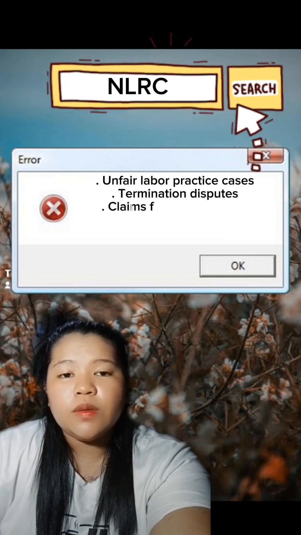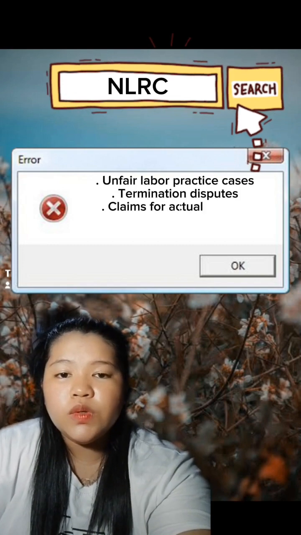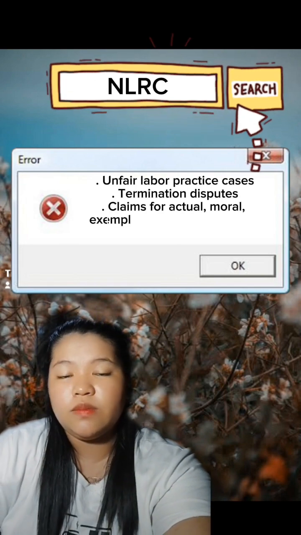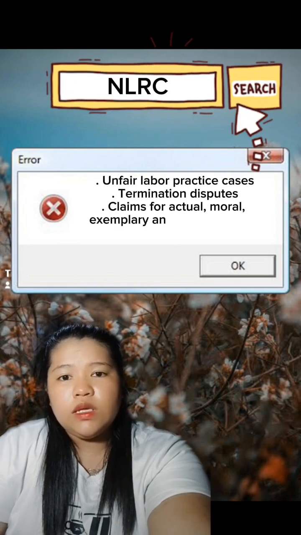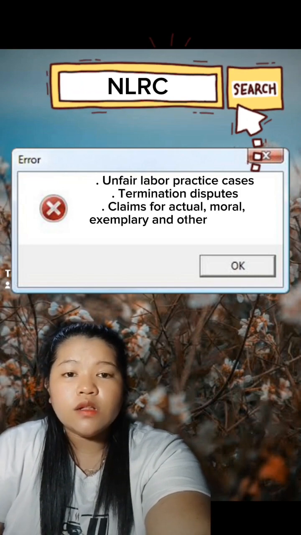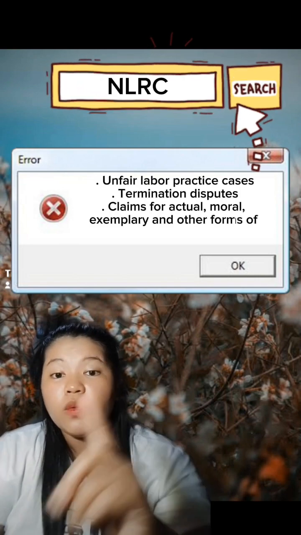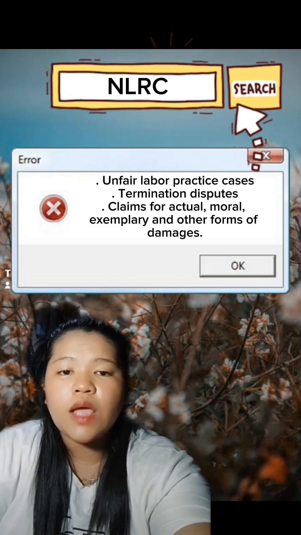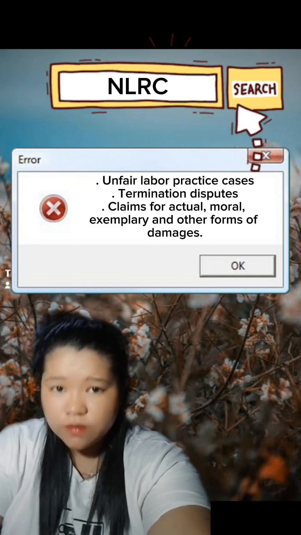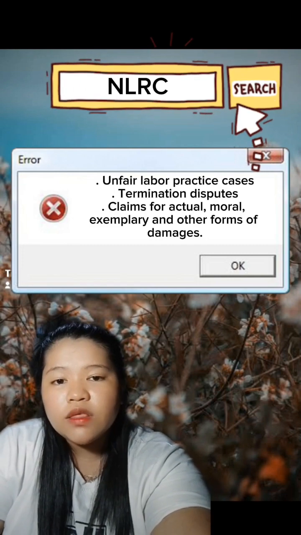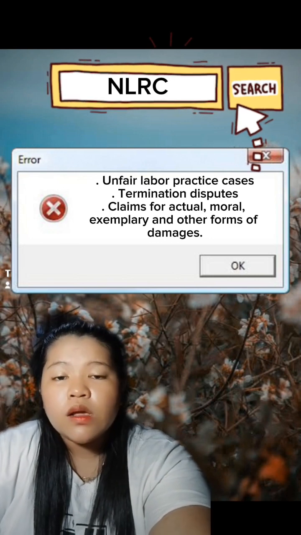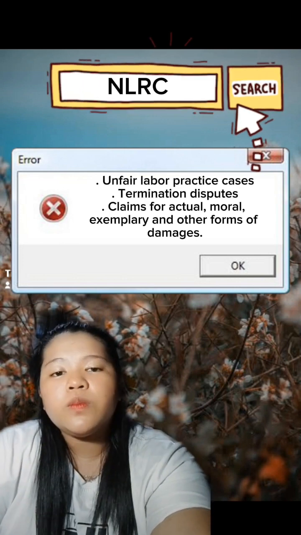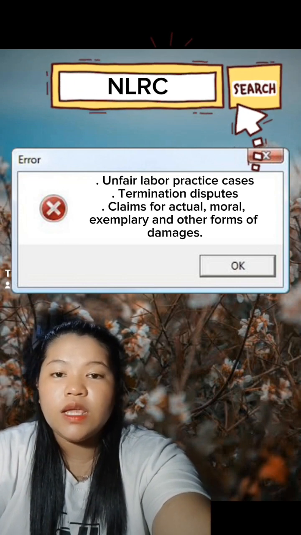These include unfair labor practice cases, termination disputes, and claims for actual, moral, exemplary, and other forms of damages arising from employer-employee relations. The other one is cases arising from violations of Article 264 of the Labor Code, which states that, number 1, no employer or labor organization may declare a strike or lockout without having first bargained collectively. Second, no person may impede or interfere with a peaceful strike. Third, no employer may use or employ a strike breaker. Fourth, no person engaged in picketing may engage in any violence.